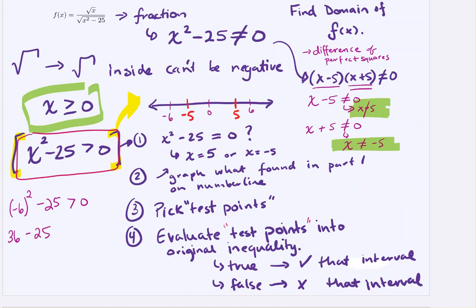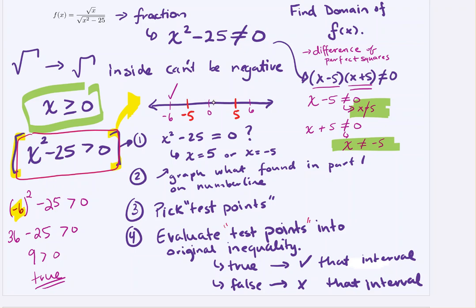36 minus 25, that's supposed to be greater than 0. Well, when we simplify this, we get 9 is greater than 0. That's a true statement. So since that's a true statement and we plugged in negative 6, then we give a check mark on the interval involving negative 6. That means it's okay to be any value between negative infinity and negative 5, not including it.